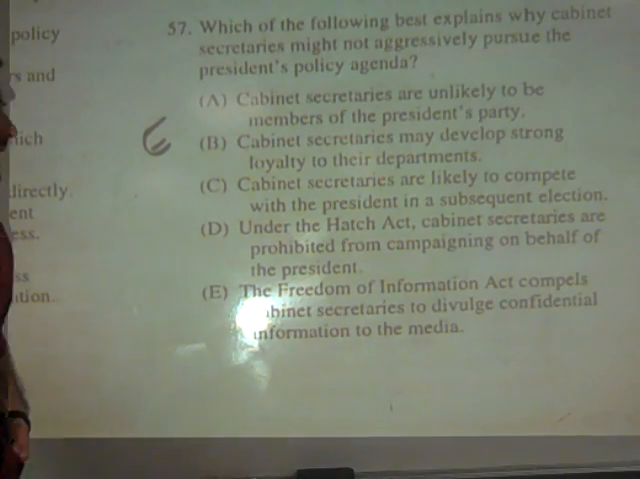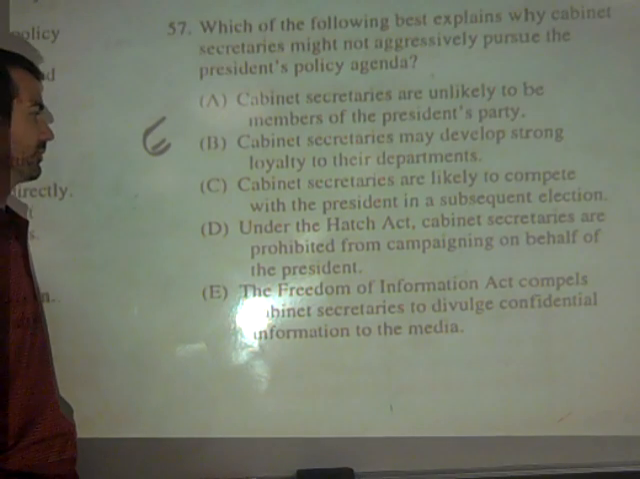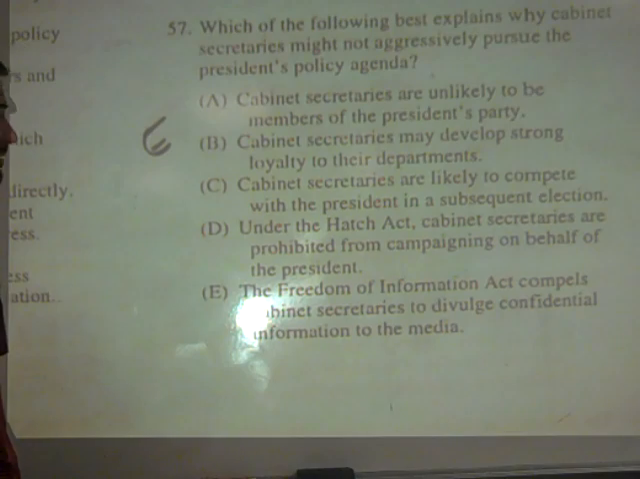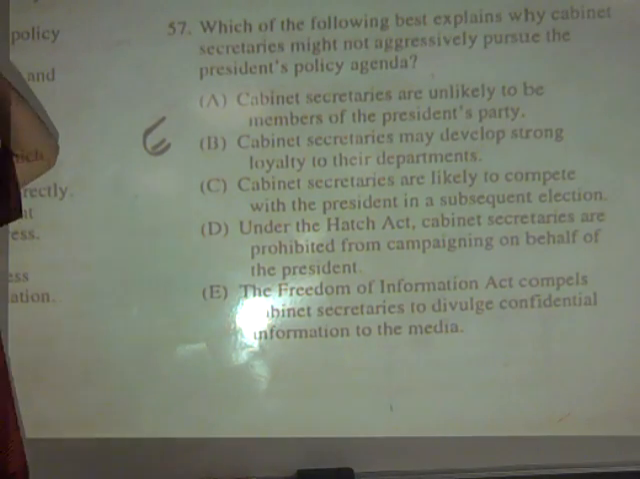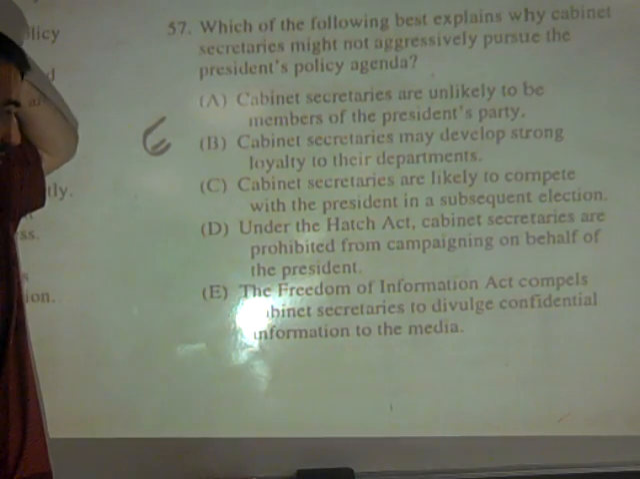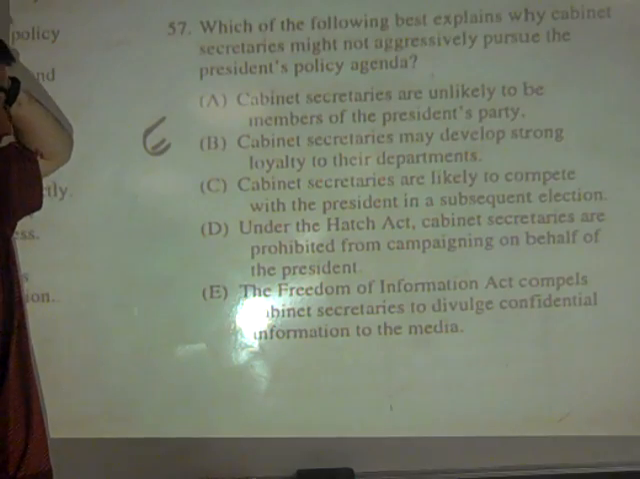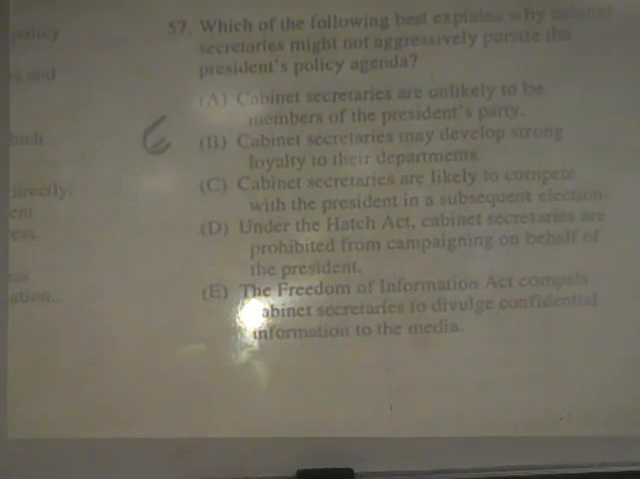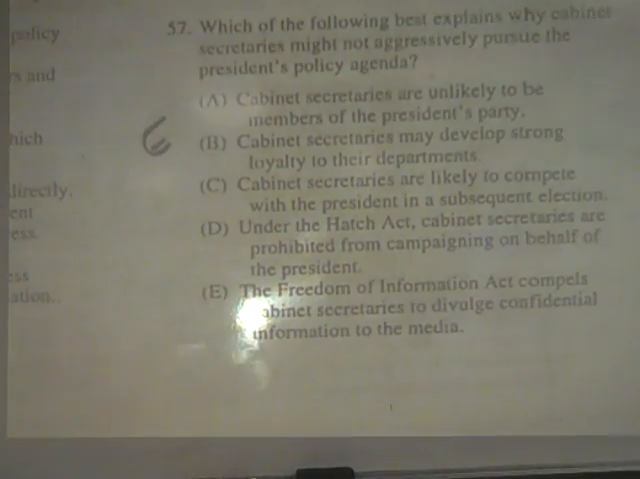C, cabinet secretaries are likely to compete with the president in a subsequent election. That's not really true. Under the Hatch Act, never heard of it, so I'm probably not going to put this. Cabinet secretaries are prohibited from campaigning on behalf of the president. That's not true. I hope it's not true, because I'm not going to put that. The Freedom of Information Act compels cabinet secretaries to divulge confidential information to the media, and that doesn't seem like a reason to not aggressively pursue the president's agenda. I like B. All right.